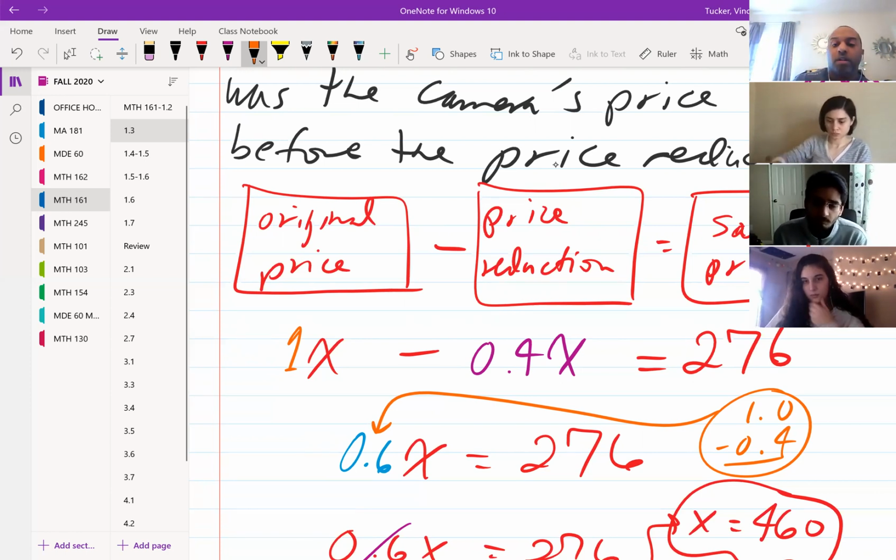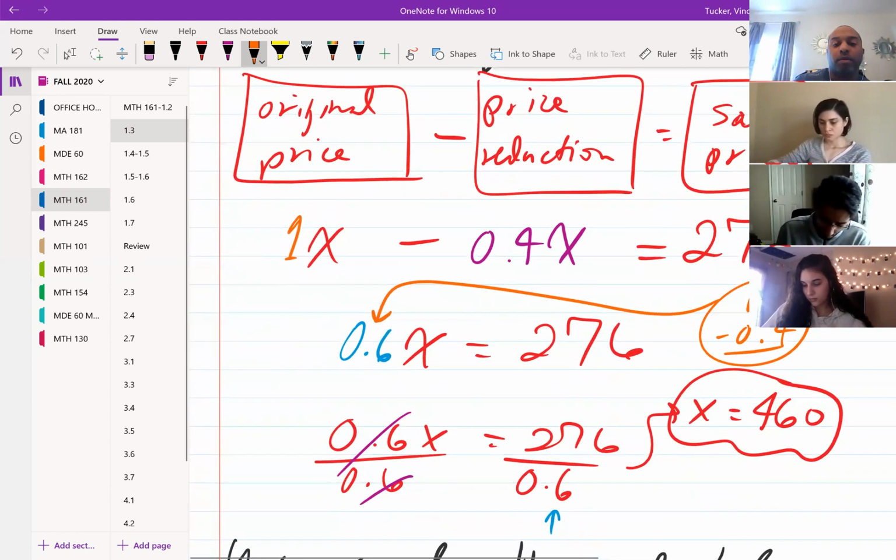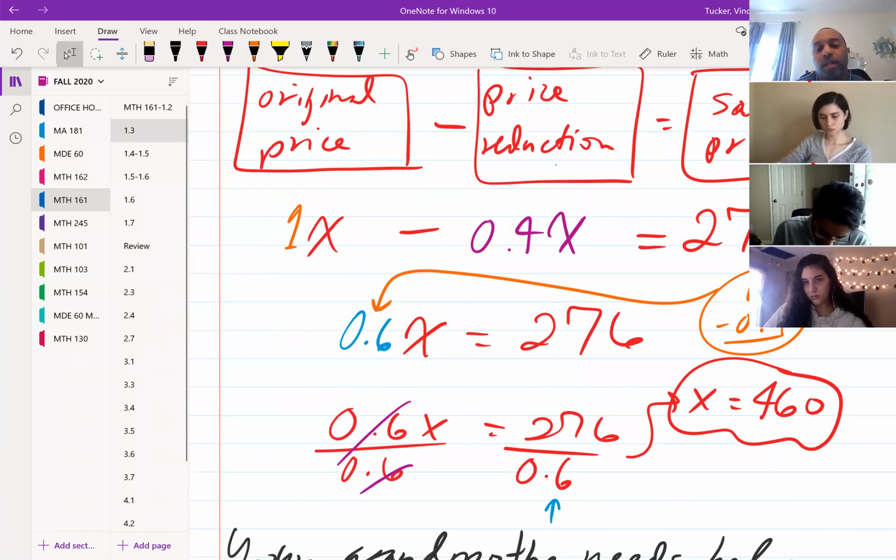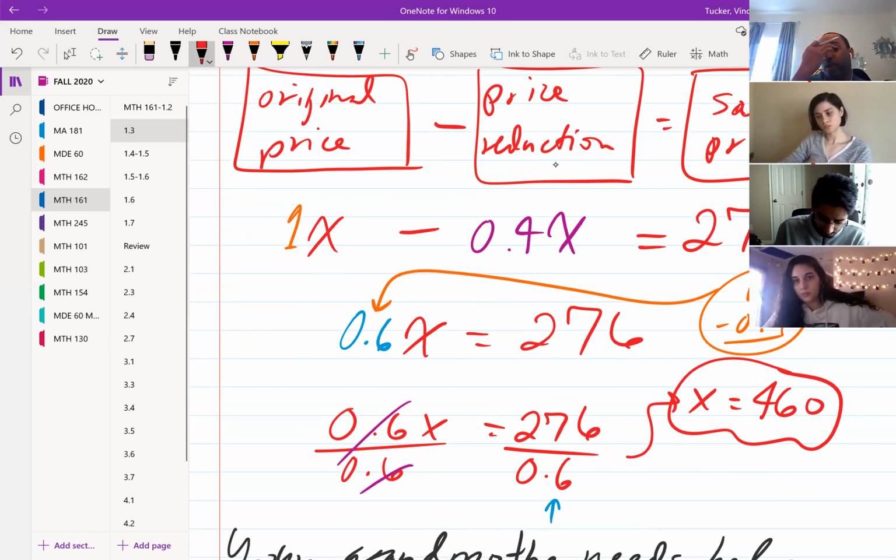All right. From there, we will go ahead and divide both sides by that 0.6 and 276. Right there. 276 divided by 0.6 is 460. And that is the original price. That would be your original price for the camera.